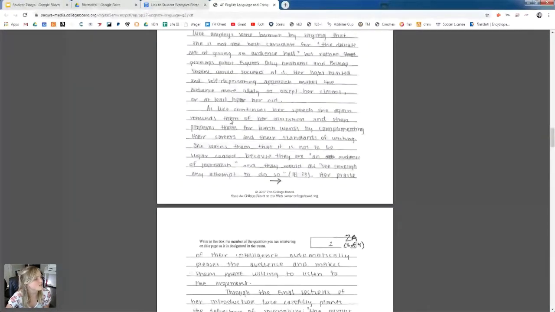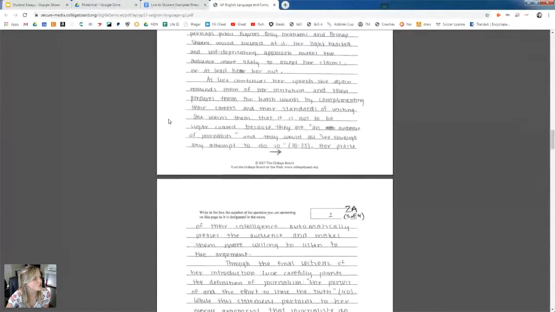As Luce continues her speech, she again reminds them of her invitation and then prepares them for harsh words, complimenting their careers and their standards of writing. She warns them that it is not to be sugarcoated because they are an audience of journalists and they would be able to see through any attempt to do so. Her praise of their intelligence automatically pleases the audience and makes them more willing to listen to the argument. So just pointing out a good thing that they do in this essay is quoting and giving examples. That's always helpful.